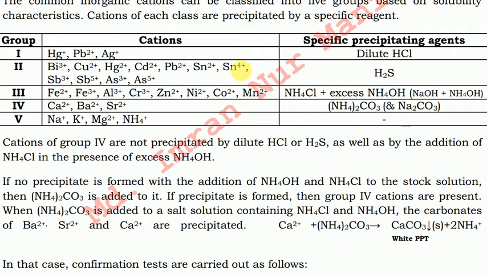And what happens in the case of group 3 cations? We have to take the sample solution, then add dilute hydrochloric acid. It will produce no precipitate if the cation is a group 3 cation. Then we have to add hydrogen sulfide gas. It will also fail to produce any precipitate. Afterwards, we have to add ammonium chloride in the presence of excess ammonium hydroxide. This will produce a precipitate. Then we have to go for the confirmatory test for the individual cations of group 3.